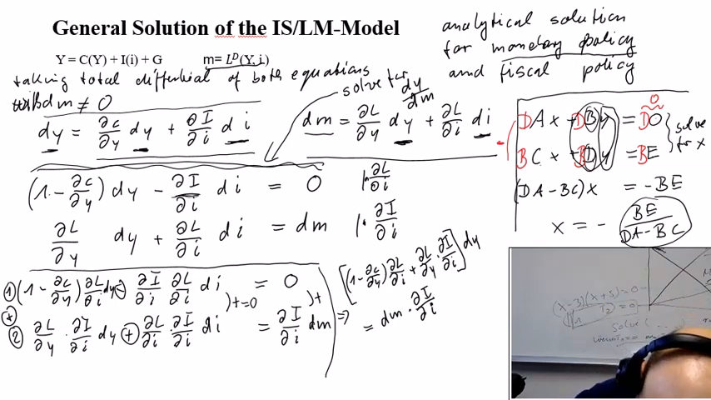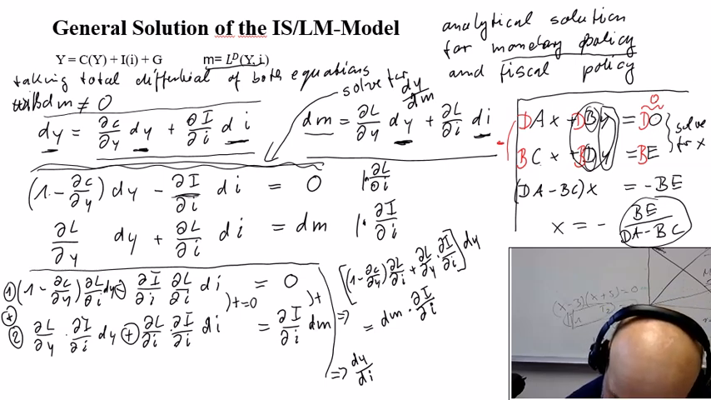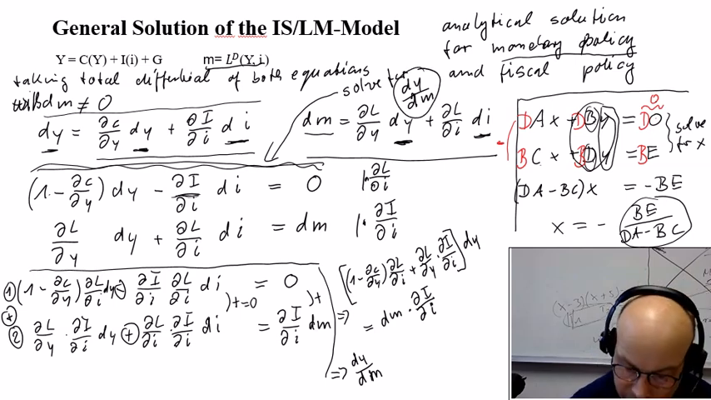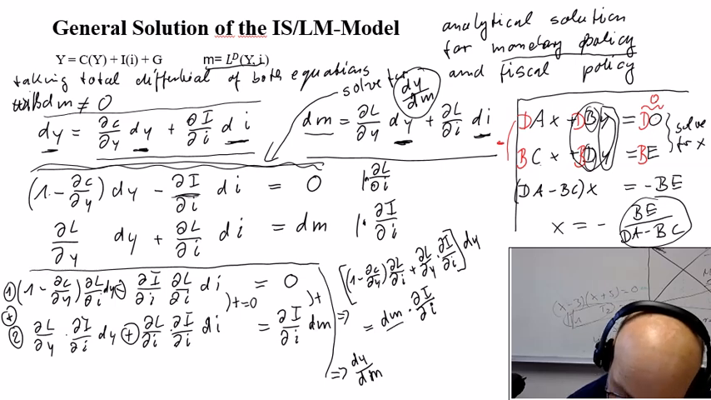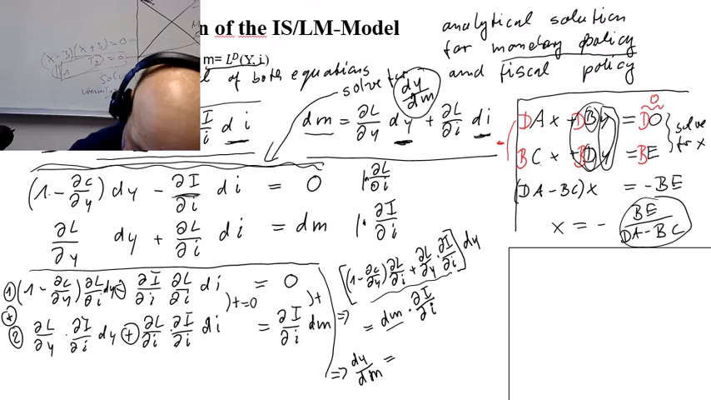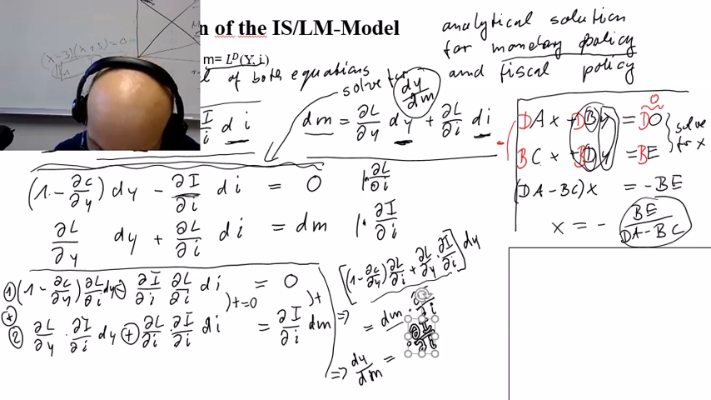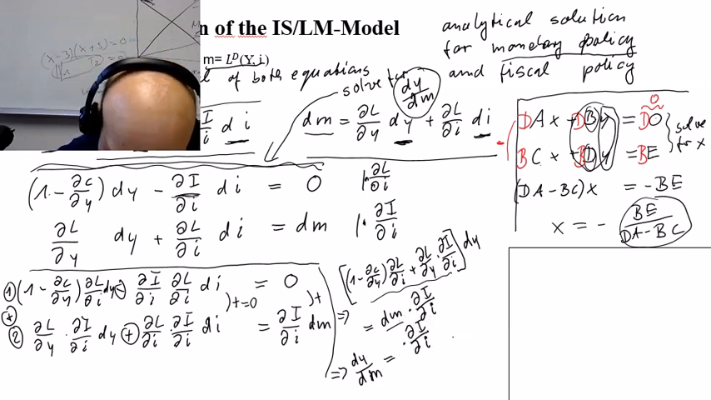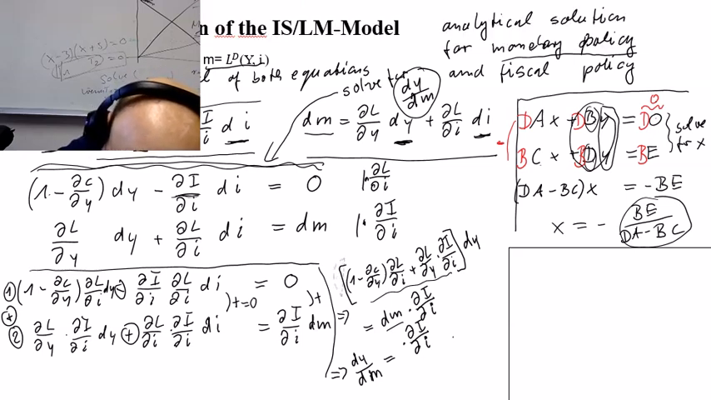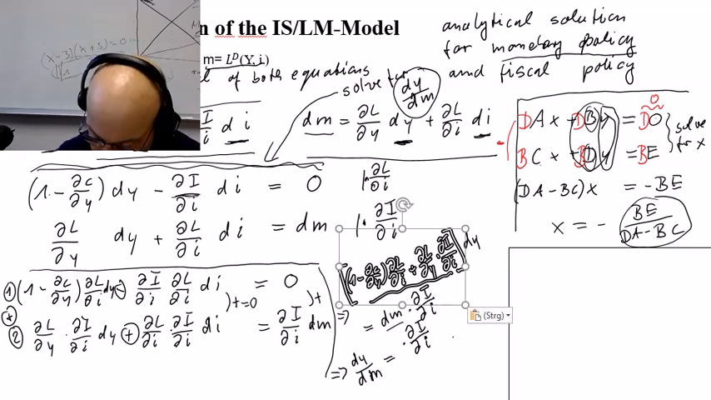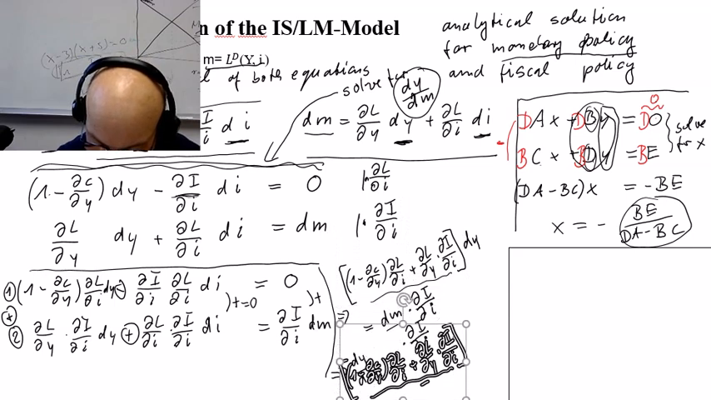And then we obtain dY over dM. This is what we are aiming for. So dividing by this and dividing by this part, and hopefully my digital competences are enough. Copy, paste. Then I have this one and copy, paste. I'm really proud of myself.